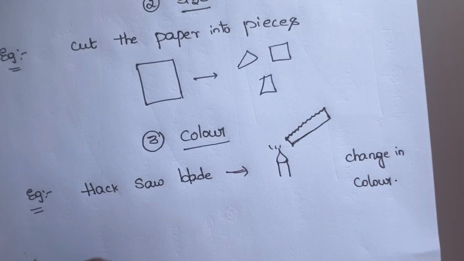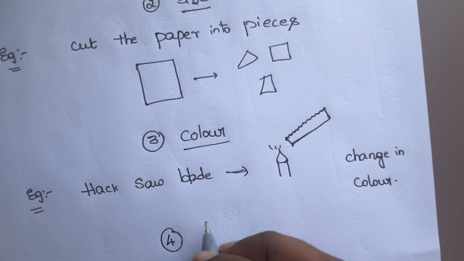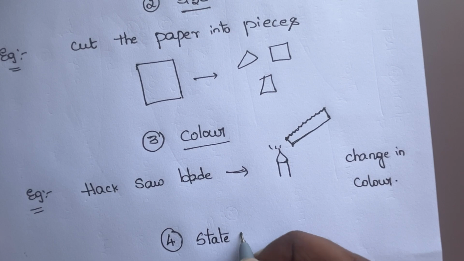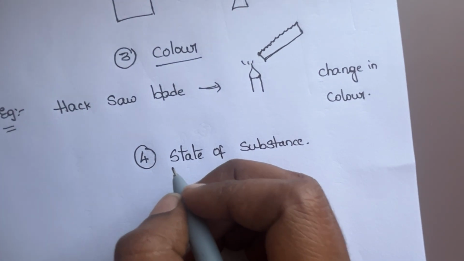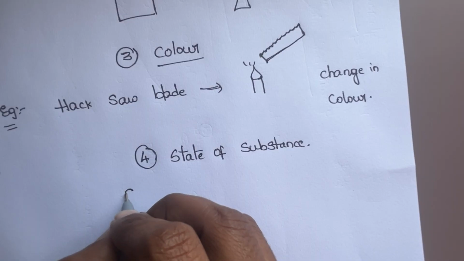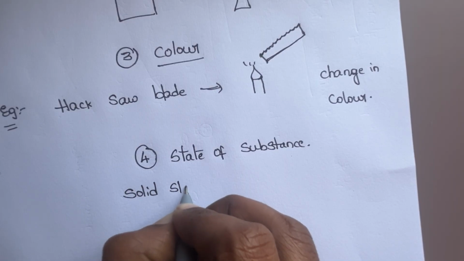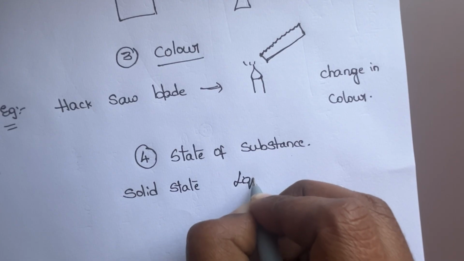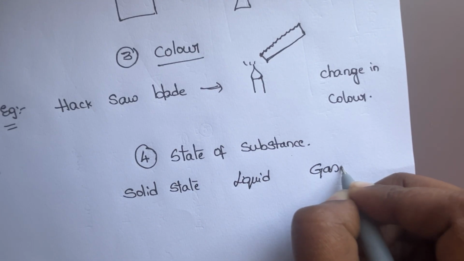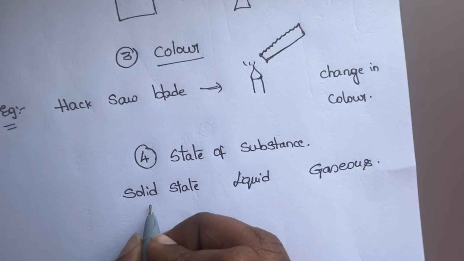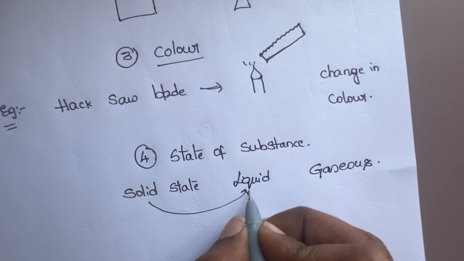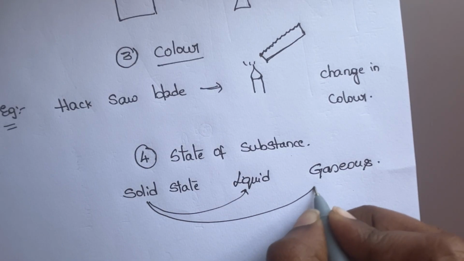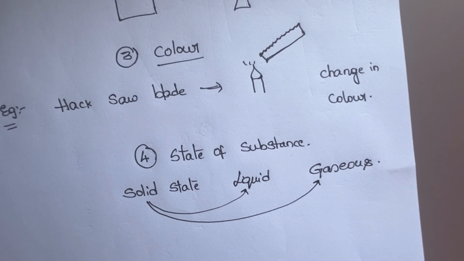One more is also there. There is a change in the state of substance. So what is meant by change in state of substance? How many states of substances are there? We have solid state, liquid state, gaseous state. So if any substance changes from solid to liquid, that is what we call a physical change. From solid to gaseous, if anything is happening, that is also a physical change.